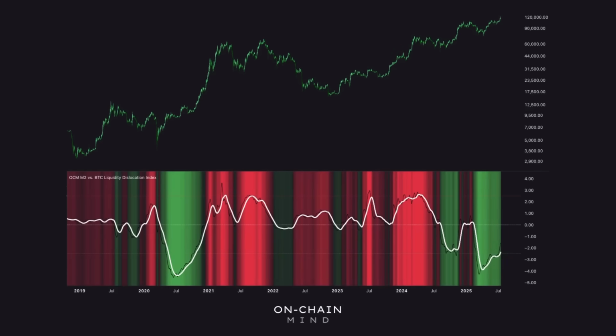Now, the final metric I call the Liquidity Dislocation Index. It builds on a similar idea but with a twist. Essentially, it shows how much Bitcoin's price growth is outperforming or underperforming M2 liquidity growth over a longer time frame, typically about a year, adjusted for normal market fluctuations.